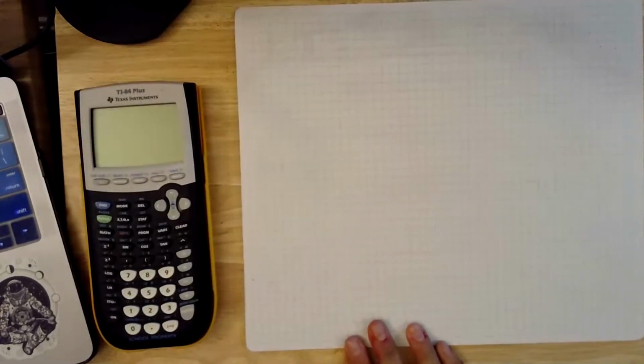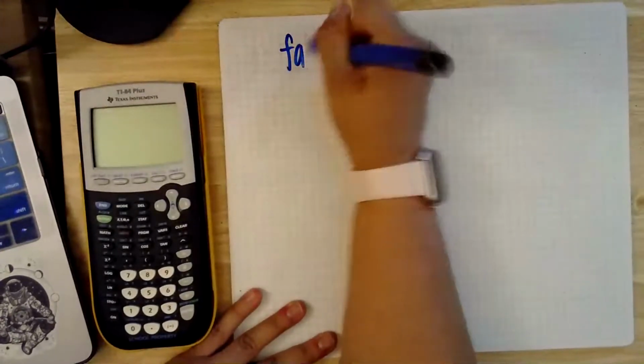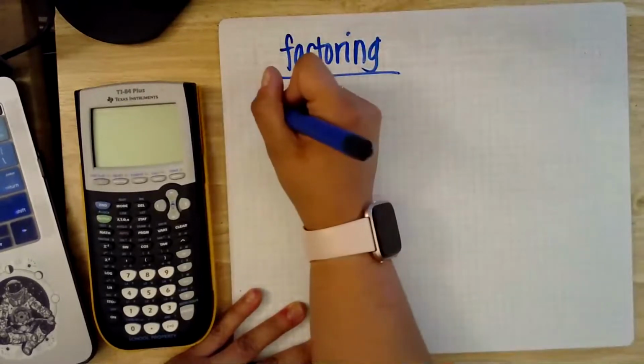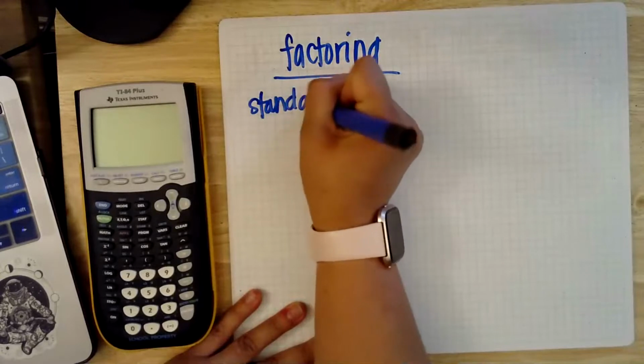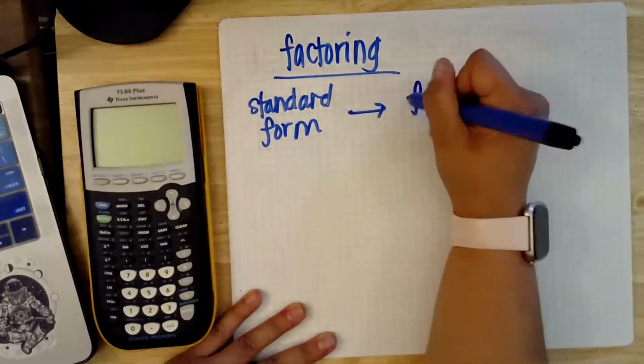Now I'm going to go ahead and use the backwards box and the little game that we played to showcase factoring. So what does factoring do now? We use factoring to take standard form and turn it to factored form.